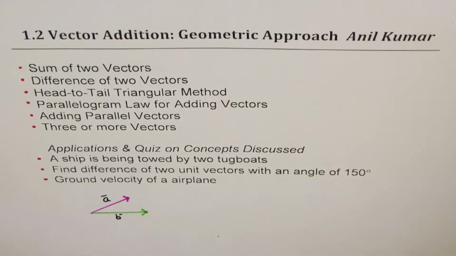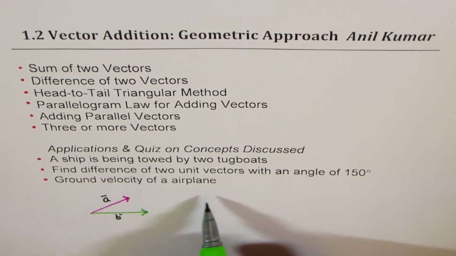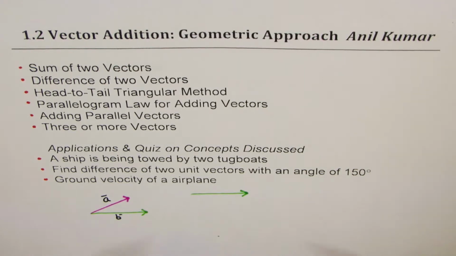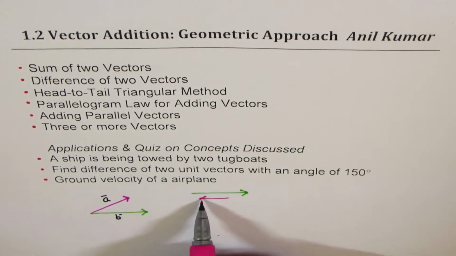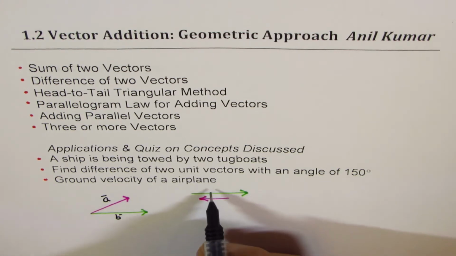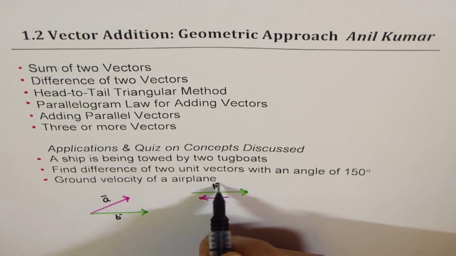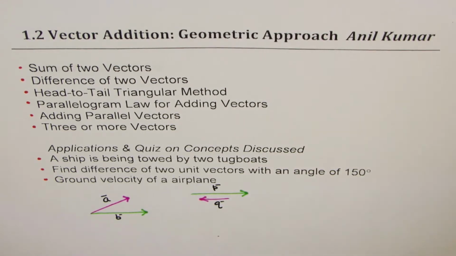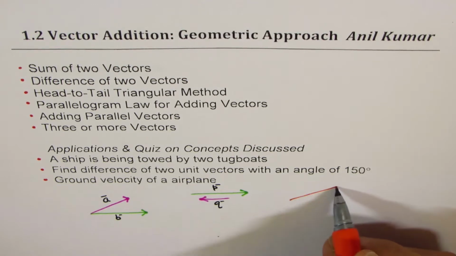Now these vectors could be in different directions. They could be parallel also. So we could also have vectors kind of like this. That means they are collinear, right? Maybe in opposite direction. So any combination.